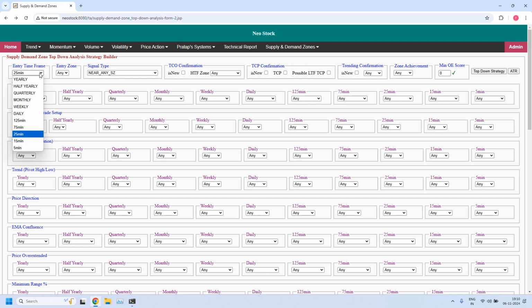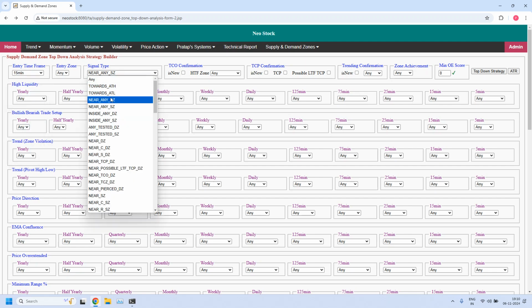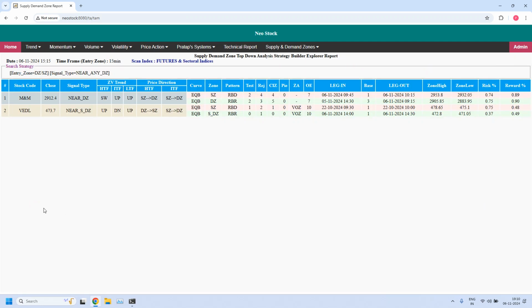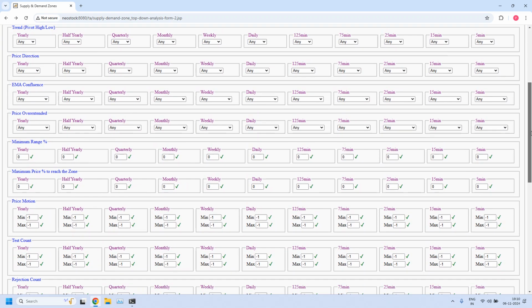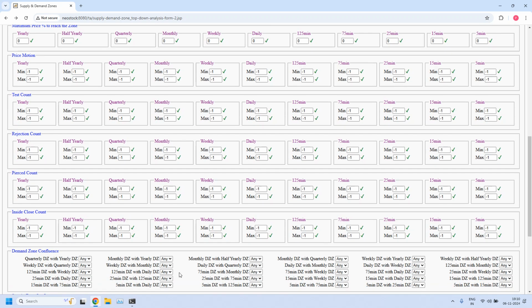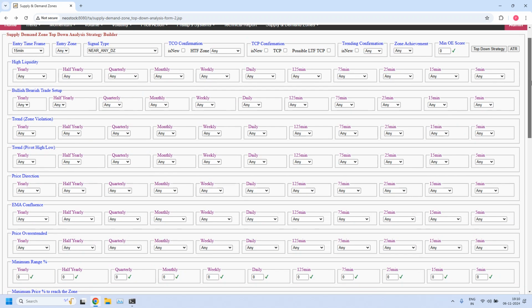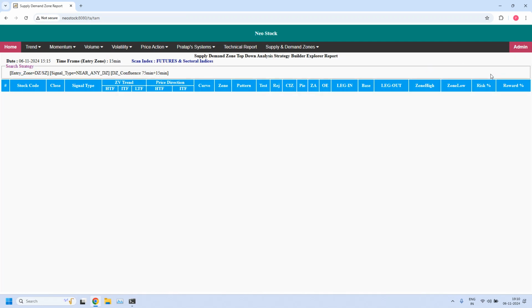Next time frame is 15 minutes. Let's find the stocks near 15 minutes demand zone. 2 stocks are filtered. Let's verify any of these demand zones are having ITF confluence, that is 15 minutes demand zone with 75 minutes demand zone confluence. I am enabling the filter. None of the zones are having ITF confluence.